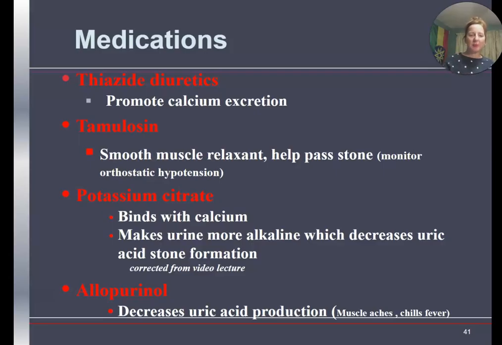And then, as you saw, allopurinol, which decreases the uric acid production. And you'll see gout sufferers getting allopurinol as well. It does lead to muscle aches, fevers, and chills, though. So you do need to know that about allopurinol. Okay.